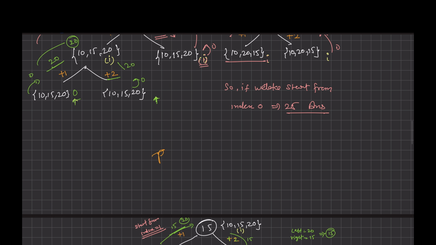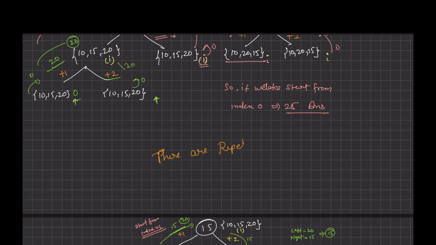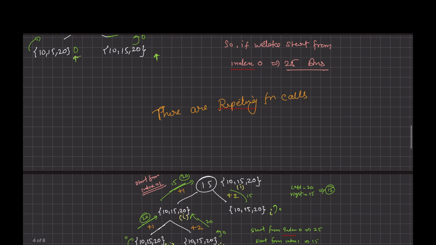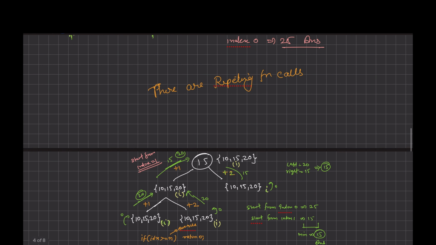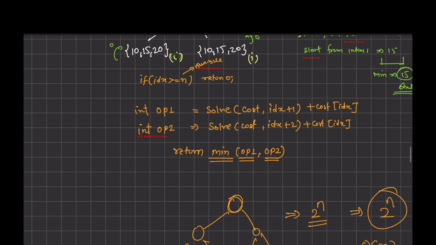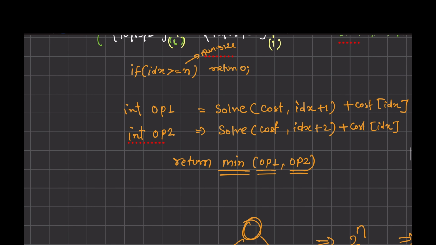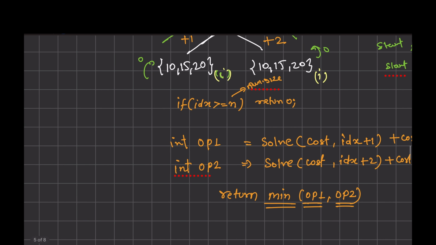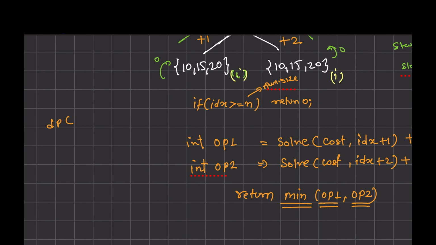So there are repeating function calls. What if we save the states of the function call? So we can use memoization. We will create a DP array, our DP array of size n, and initialize it with -1.